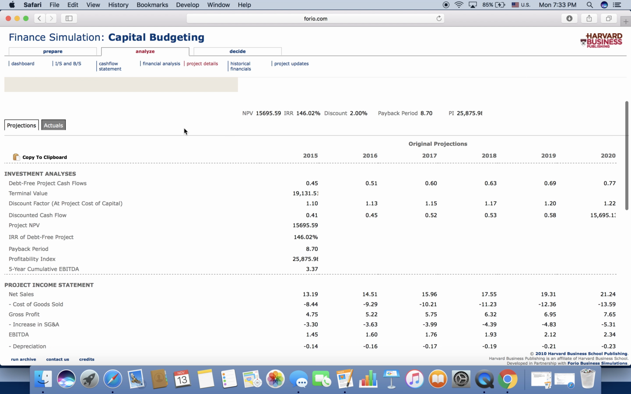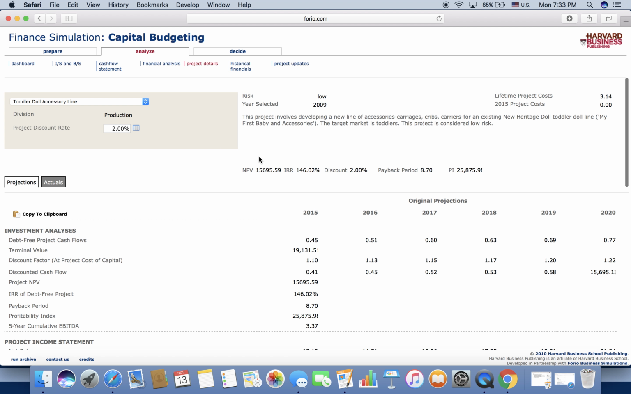Okay, so let's look at my project details. Looking here, it's the production section. So the project discount rate is based on each division you have. Like here, I changed my discount rate to 2. Obviously, looking down here, my NPV is not the NPV that I originally got. But the lower the discount rate, the higher the NPV you get.